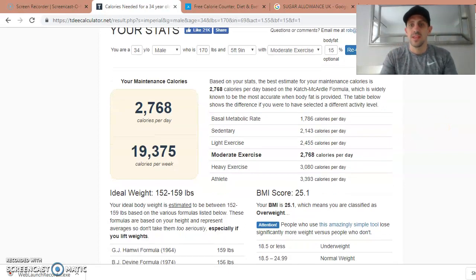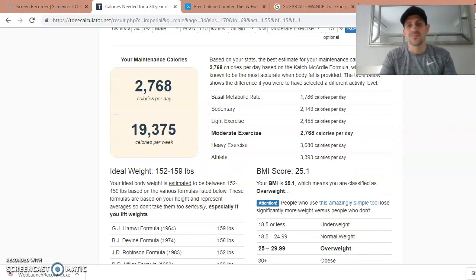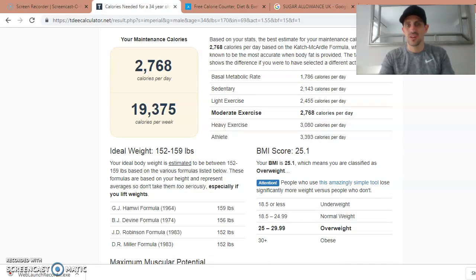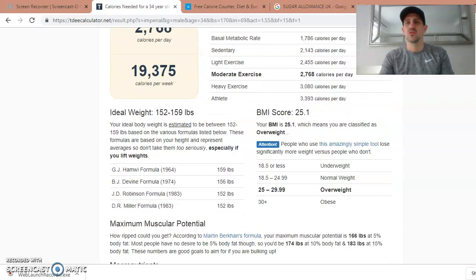You don't need to worry about BMI and stuff like that. BMI, that's not a good representation of body composition. I know that a lot of people go off health factors in BMI, but it's usually wrong. And then my ideal weight, it says I should be roughly 152 to 159 pounds for my age and height and weight and stuff like that, right? I don't really go off of this stuff.